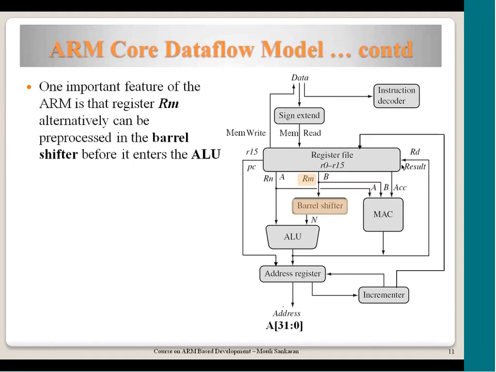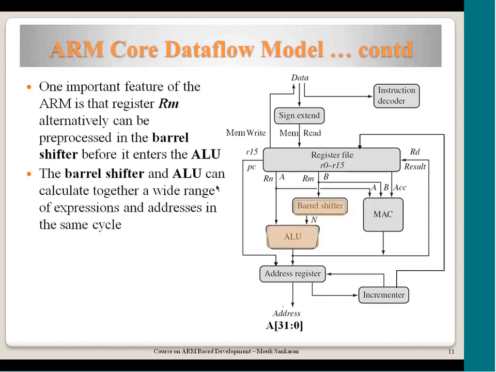When we say cycle, we are referring to the M clock that is feeding into the processor. So the complete addition is done. Based on the instruction the barrel shifter will be used, or it could be a shorter cycle. But suppose you say add R0, R1, and then I want that to be written into R2, then R0 and R1 come directly there, and then the result is written into R2. So this is the way the barrel shifter is used in the processor. The barrel shifter and the ALU can calculate together a wide range of expressions.